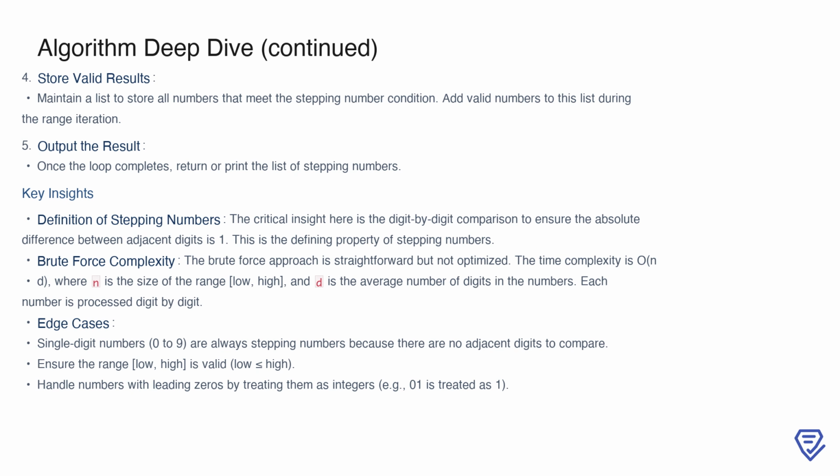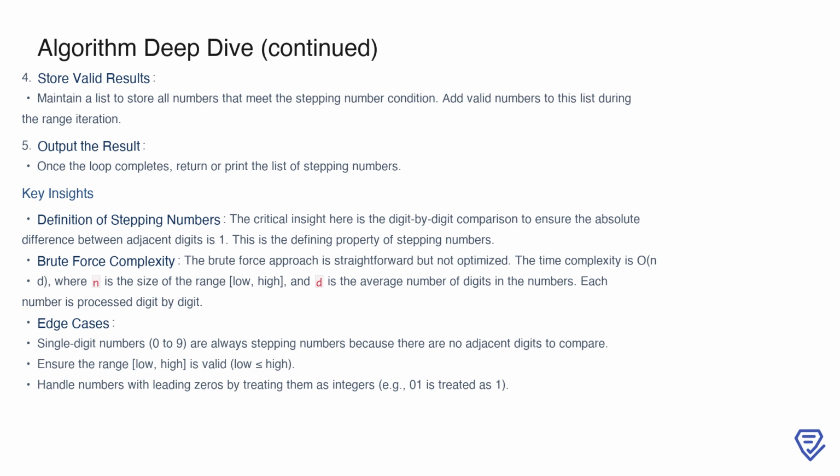Once we identify a number as a stepping number, we store it in a list that holds all valid results. This list will ultimately contain all stepping numbers within the range. After iterating through the entire range, we return or print this list as the final output. Now, let's discuss some key insights about this approach.